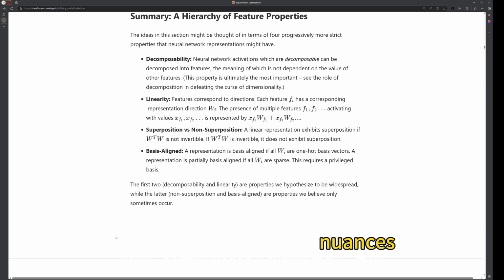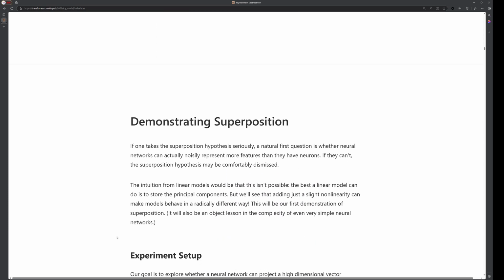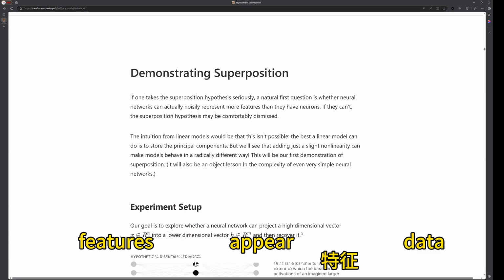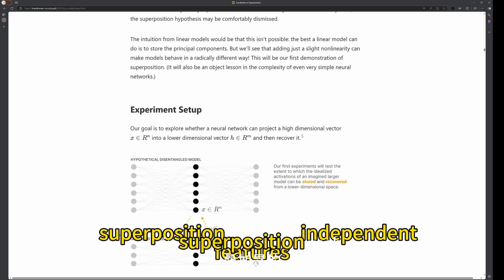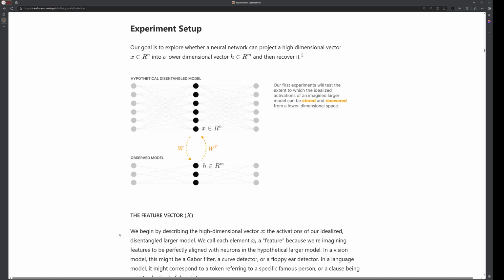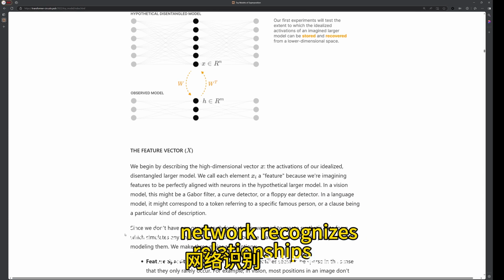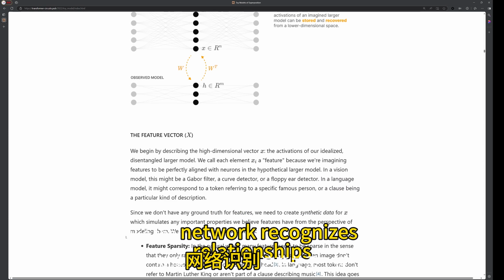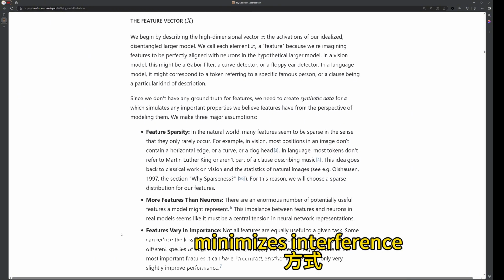Okay, so let's get into some of those nuances. I remember the paper talked about how correlated features, so features that often appear together in the data, behave differently in superposition than independent features. It seems intuitive that they would, but how does that actually play out? It's like the network recognizes those relationships and tries to represent them in a way that minimizes interference.